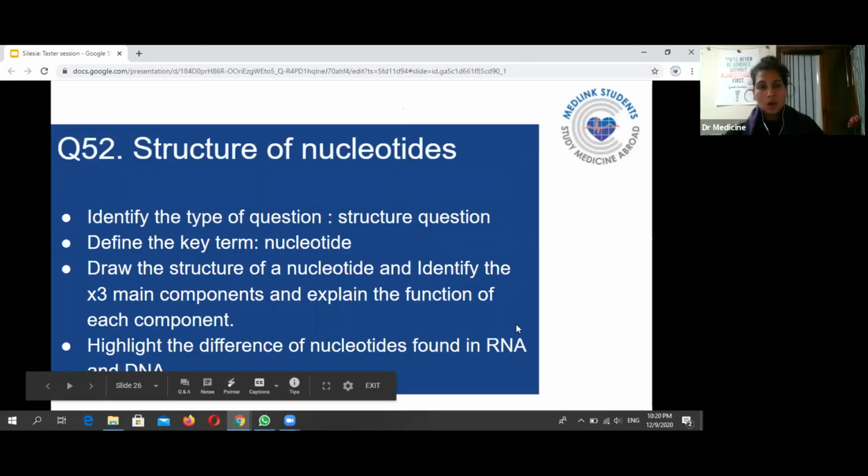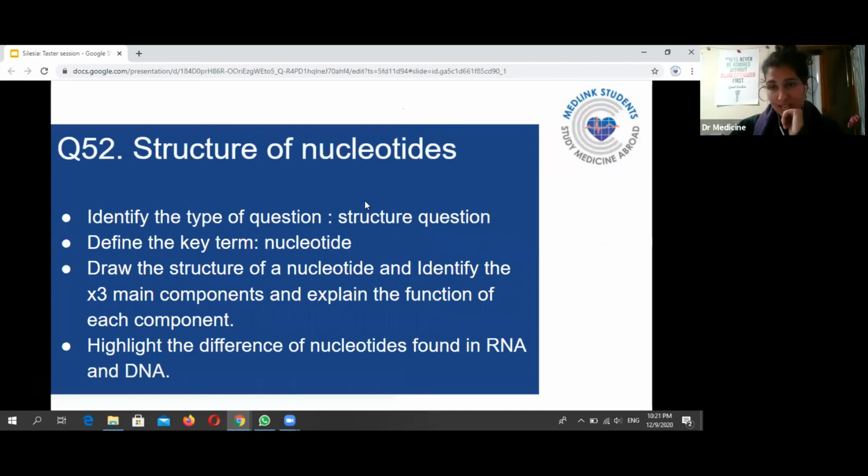Okay, moving swiftly on. Question 52. I thought I'd choose a structure question now. As you can see here, it just says the structure of nucleotides, which is very, very vague. One could write a lot about nucleotides, or one could write very little and just write the definition. But here it's talking about the structure. So you would speak about the three different components of the nucleotide, the function of it, the difference between DNA and RNA. So what would we cover in this type of question?